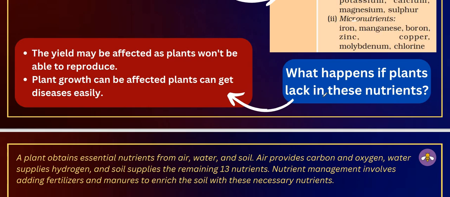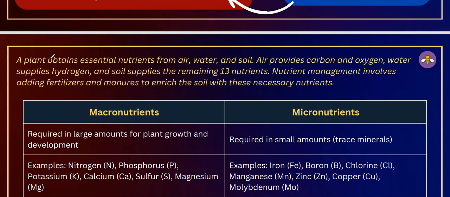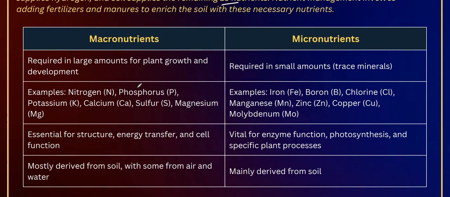If a plant lacks these nutrients, first of all yield would be affected, and plant growth can be affected by the decrease in nutrients. So a plant obtains essential nutrients from air, water and soil. Air provides carbon and oxygen, water supplies hydrogen, and soil supplies the remaining 13 nutrients to the plants, like 6 plus 7, 13. Nutrient management involves adding fertilizers, manures and so on to enrich the soil fertility.